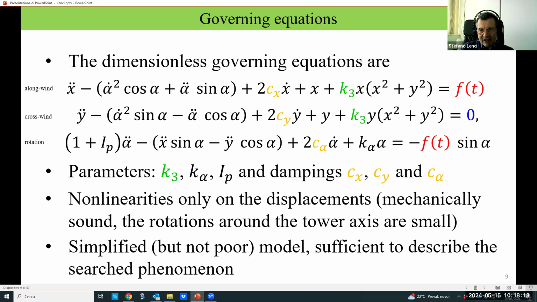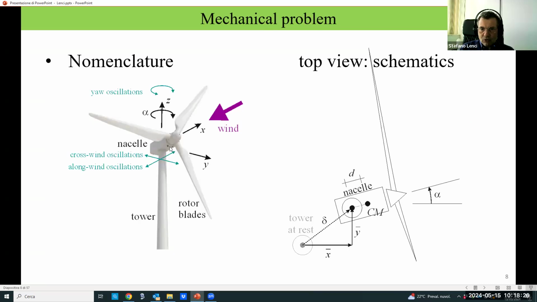As I told you at the beginning, I love simple models, not very complex models, not finite element models, very simple models, but taking care of the phenomenon. So here is the 3 degrees of freedom model. The 1st degree of freedom is the displacement of the nacelle along the wind. The 2nd is the displacement of the nacelle perpendicular to the wind. The 3rd is the rotation of the nacelle around the vertical axis, or the yaw oscillation.